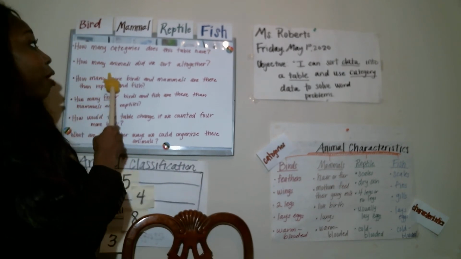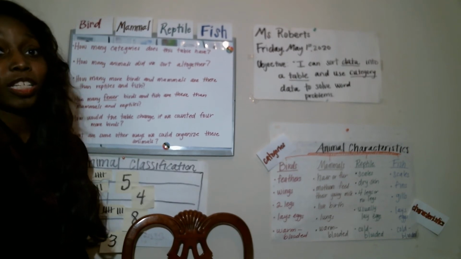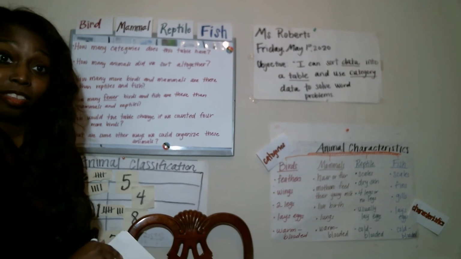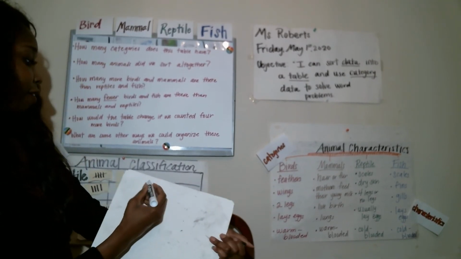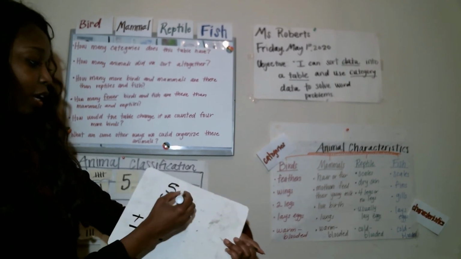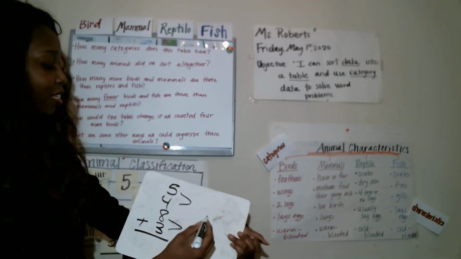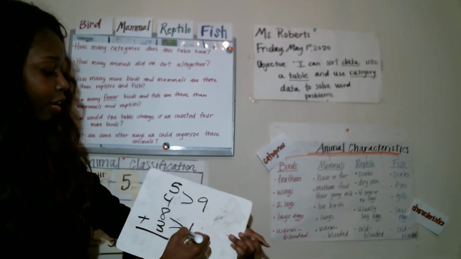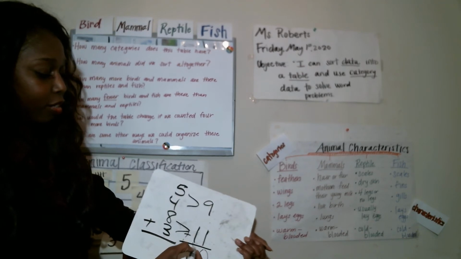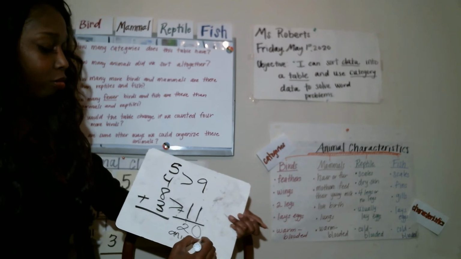All right, the next one. How many animals did we see all together? So that word all together tells us what? Very good, that we're adding. We're going to add all of the numbers. So we have 5, 4, 8, and 3. We can combine these two to make 2 addends. We have 9 and 11. 9 and 1 makes 10. 1 and 1 is 2. So we have 20 animals in all.